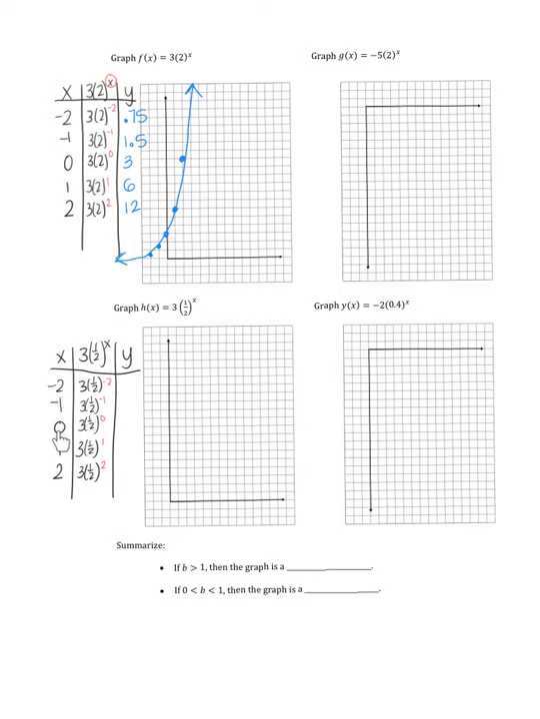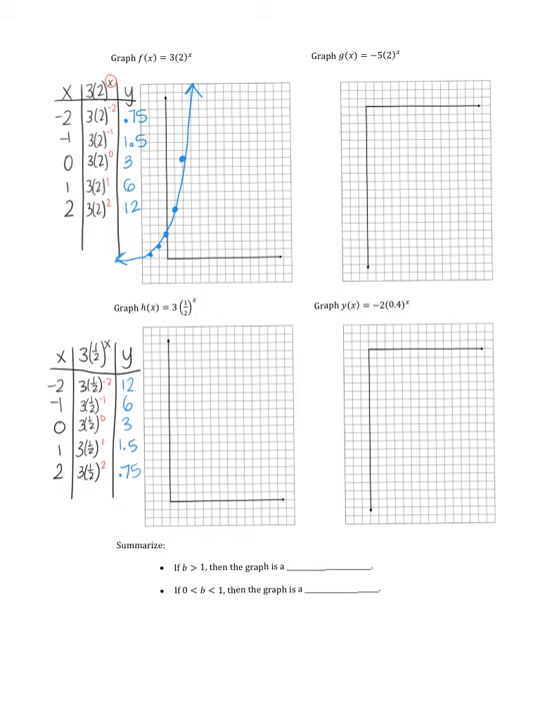I picked some negatives, a 0, and some positives. I plugged in those values for x. And these are our outputs. We're going to put them on the graph, but before I do, I'm going to predict: if this number that is being raised to the x is a fraction or a decimal or a number between 0 and 1, is this going to be exponential growth or exponential decay?